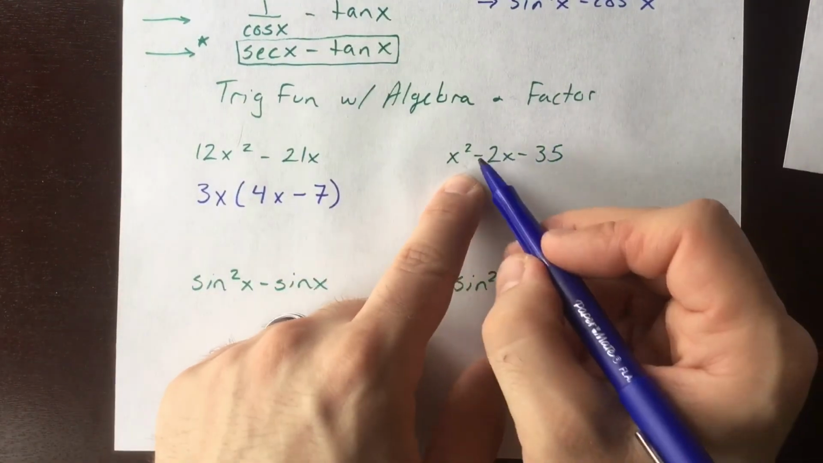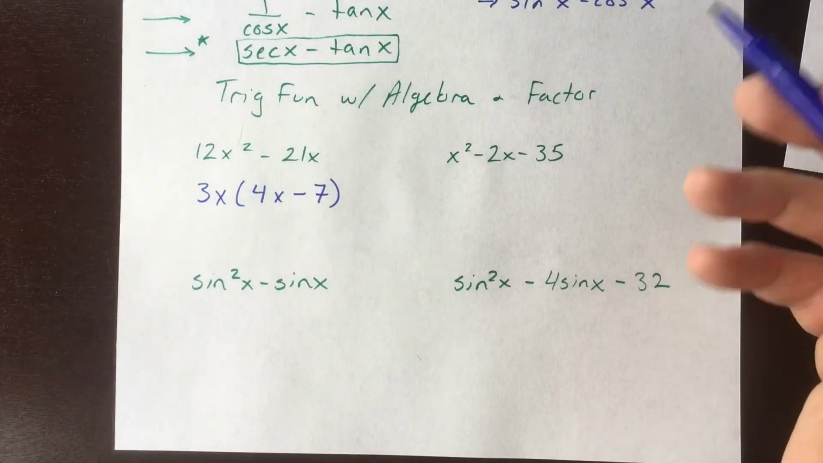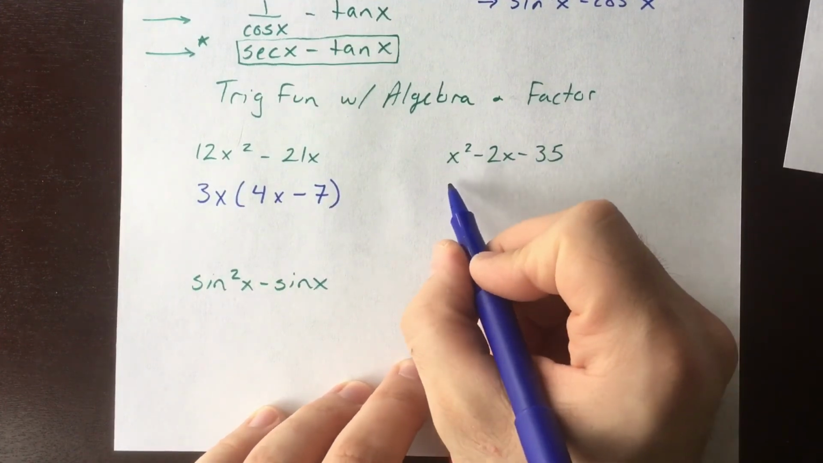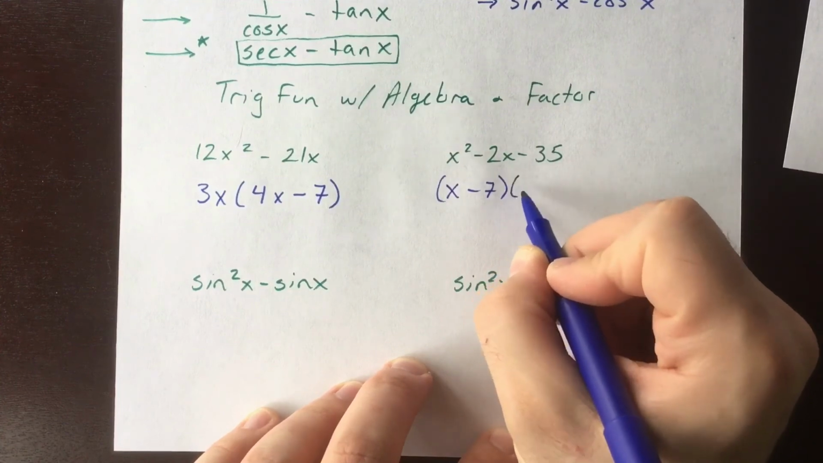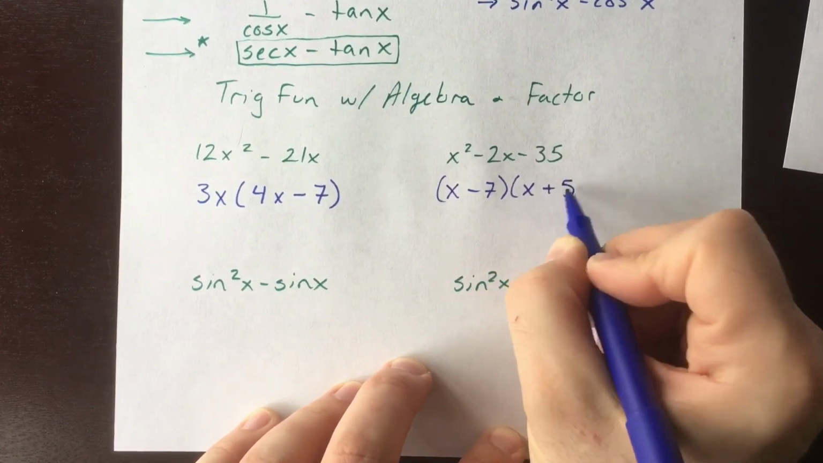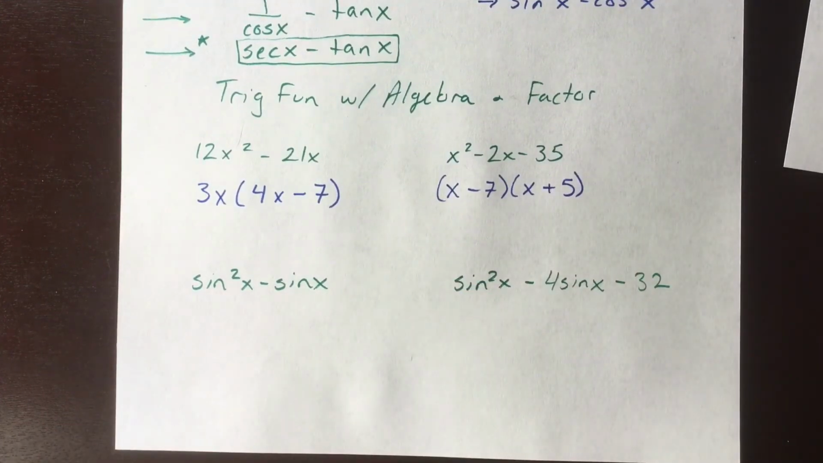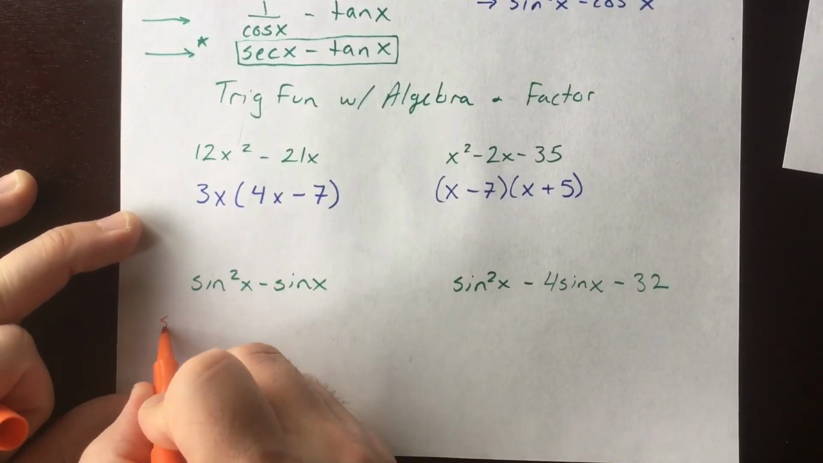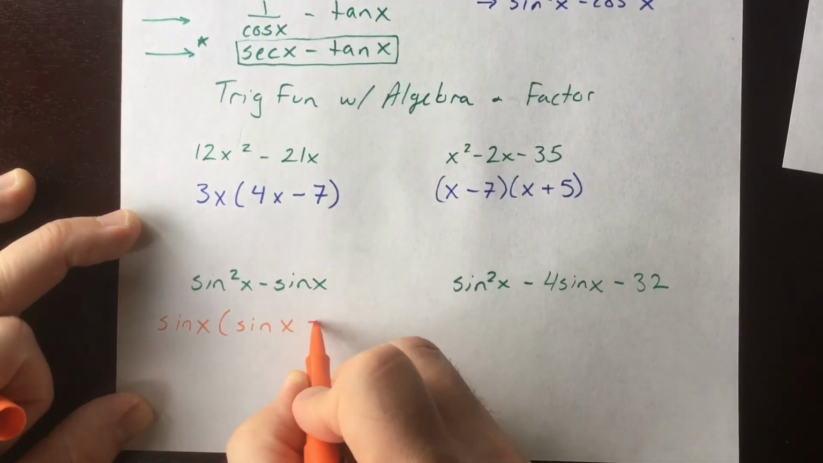All right, and then x squared minus 2x minus 35. Oh, okay, I could use my whole little snowman or box or checkerboard, whatever you want to call it. But this is going to become x minus 7 quantity multiplied by quantity x plus 5. Okay, so let's try this with trig. Sine squared of x minus sine of x. So we notice we have two sines here and one here, so we can pull one sine of x out, leaving us with a single sine of x and minus 1.